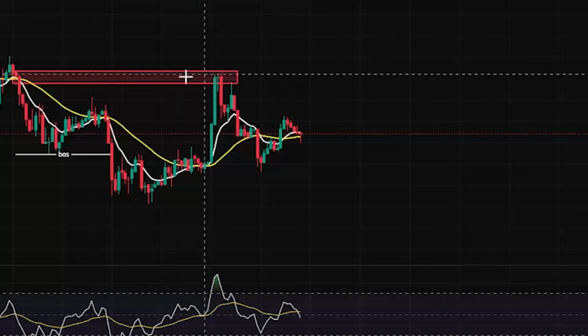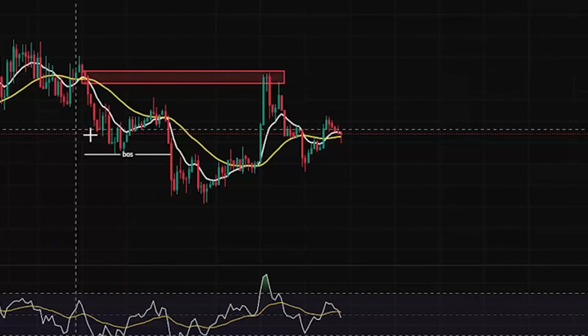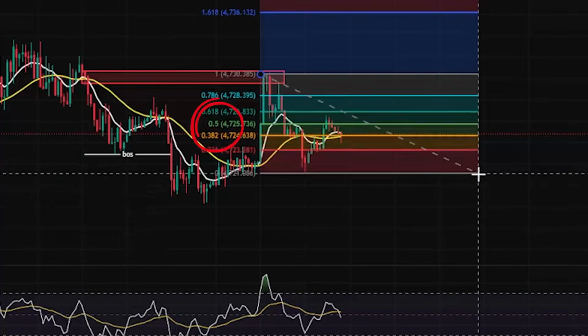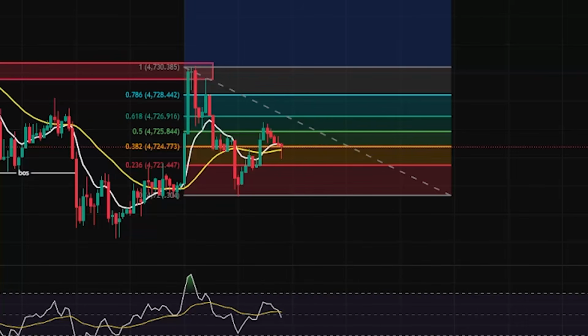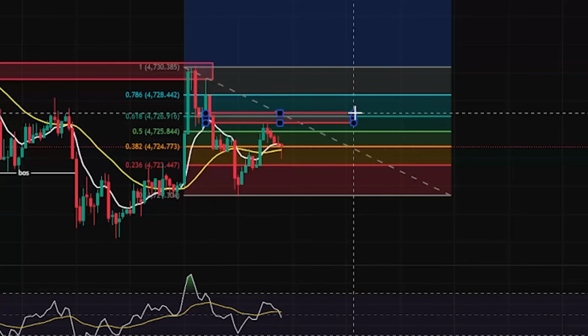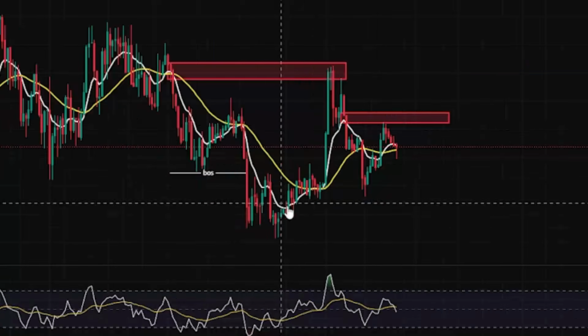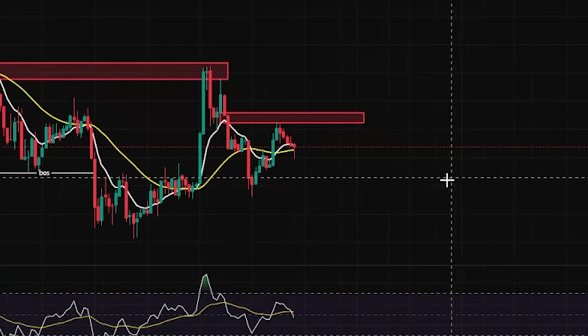For example, if a triangle pattern forms near the 0.618 Fibonacci level, it can be a very powerful signal to buy or sell. Similarly, when you find a head and shoulders pattern near a major Fibonacci level, it can indicate a major change in trend.